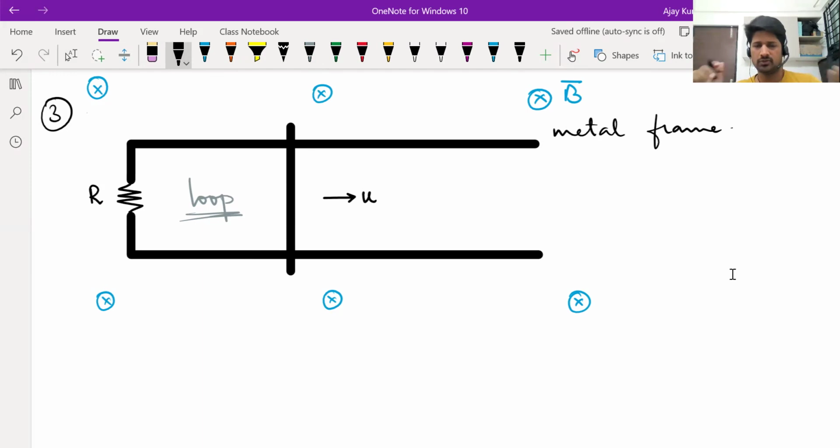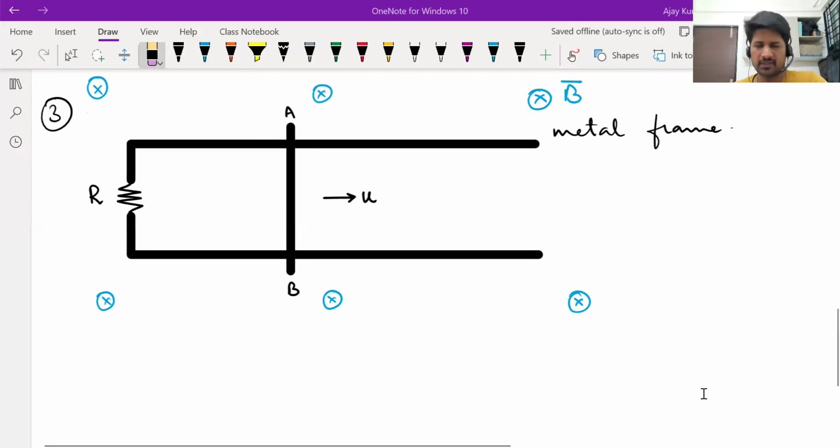As the metal rod moves to the right, let us name the rod as AB. As AB moves to the right, the loop's area expands. So the number of field lines passing through it will increase, flux increases, EMF will be induced. Okay. Continue. And then, sir, we can find the direction of induced current. Tell me the direction of induced current.